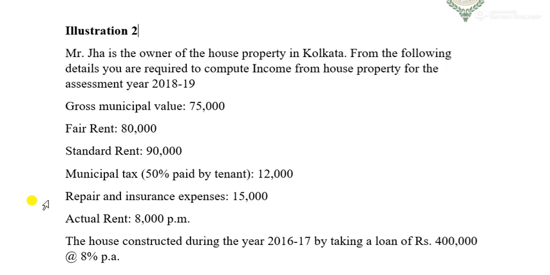I'll explain it to you. Mr. Jha is the owner of house property in Kolkata, etc. GMV 75,000, fair rent 80,000, standard rent 90,000. So first we compare all these three items and then expected rent is calculated. Then we have to calculate the gross annual value, right?